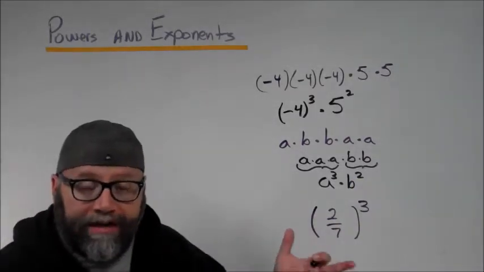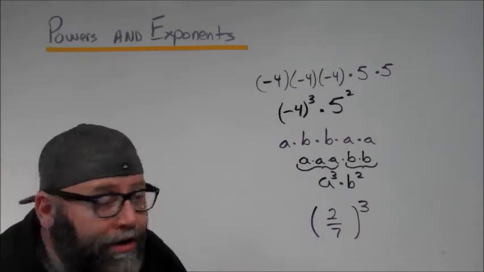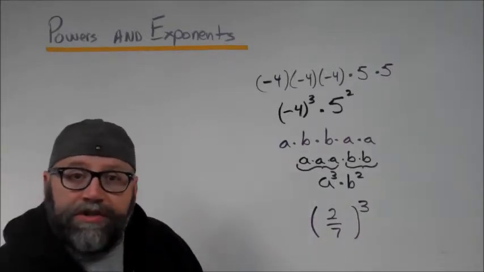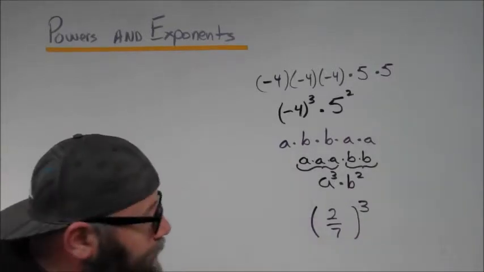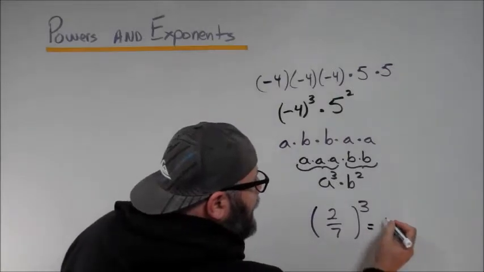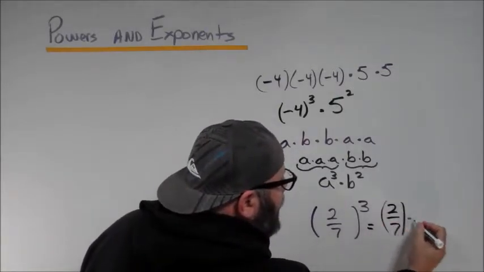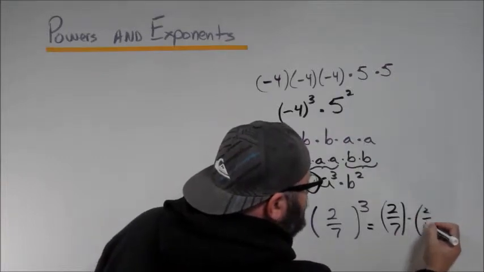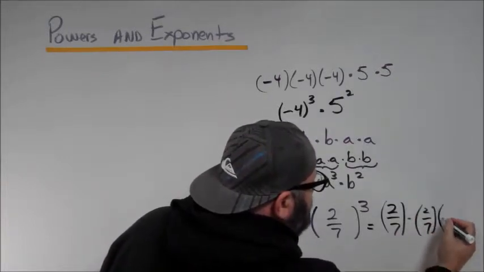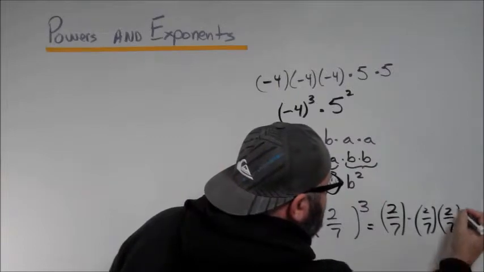What about 2 sevenths raised to the third? All right, let's just write it out first so we can get an idea of what this means. So this is the same as 2 sevenths times 2 sevenths times 2 sevenths.